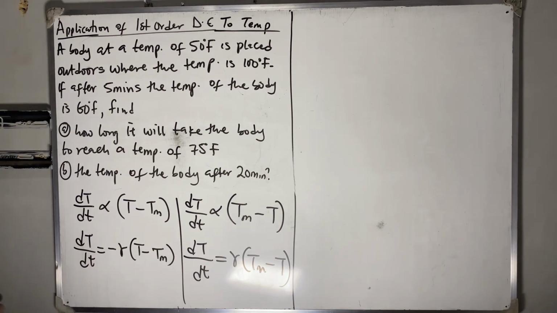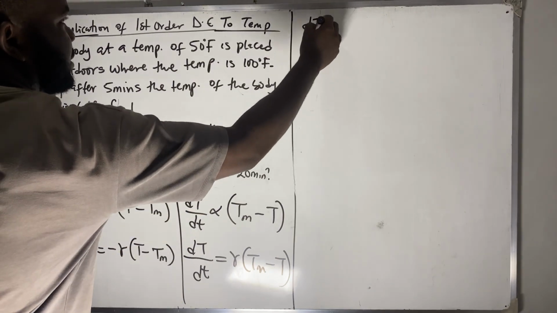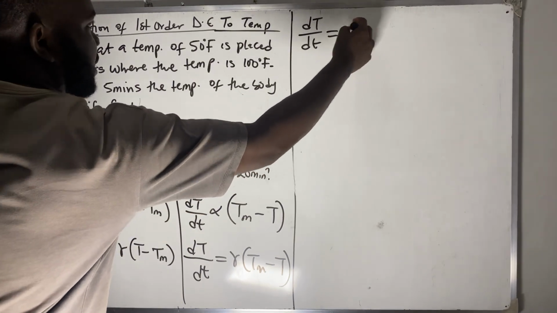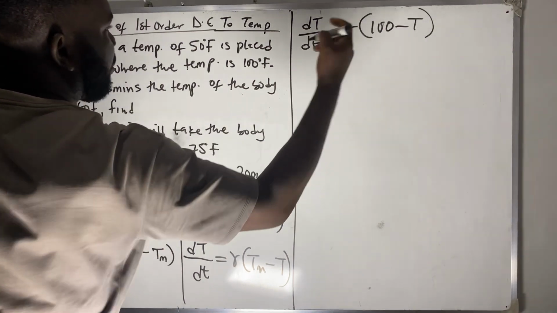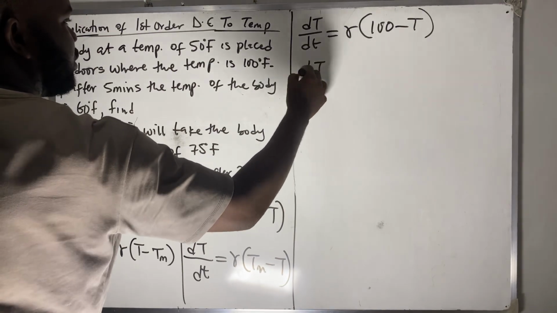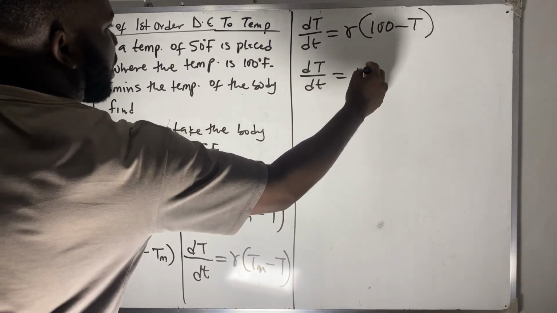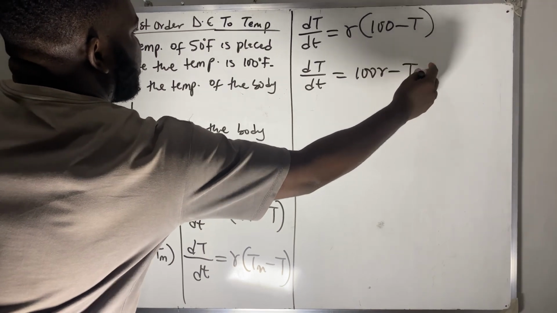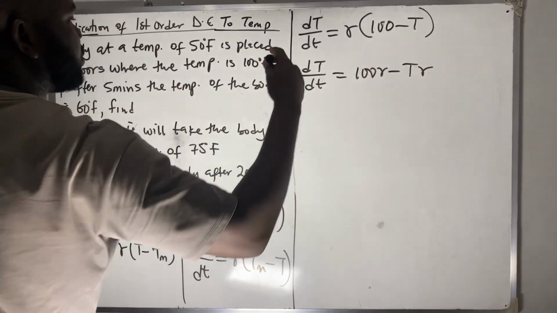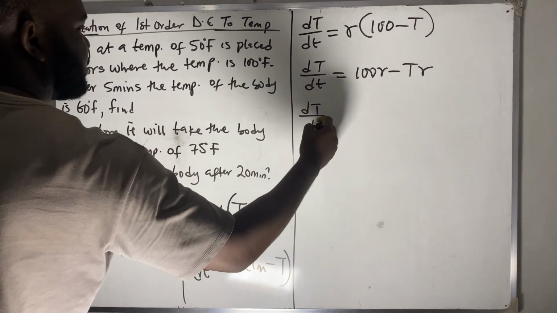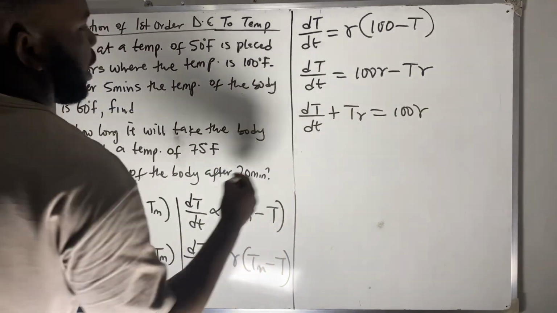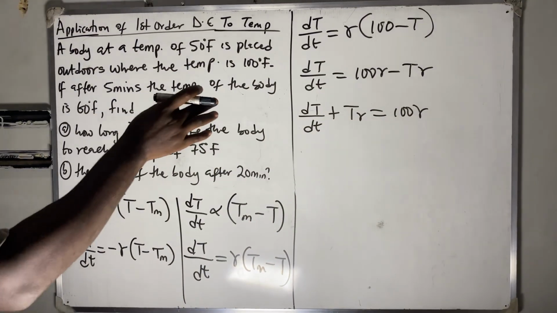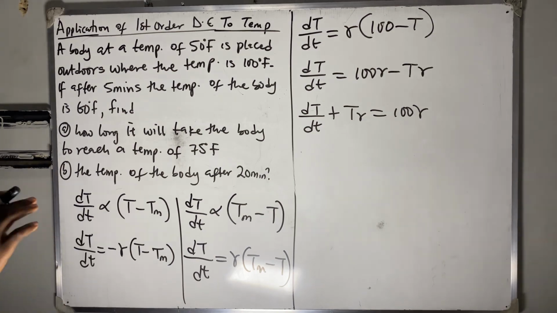Now we already have that the temperature of the surrounding is 100. If we put it here, dT over dt is equal to r times 100 minus T. Opening the bracket, dT over dt will be equal to 100r minus rT. Moving this to the other side, dT over dt plus rT is equal to 100r. If you look at this equation, you see that it is a first order linear equation.